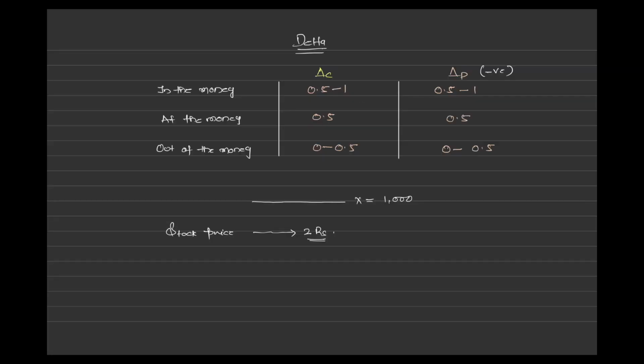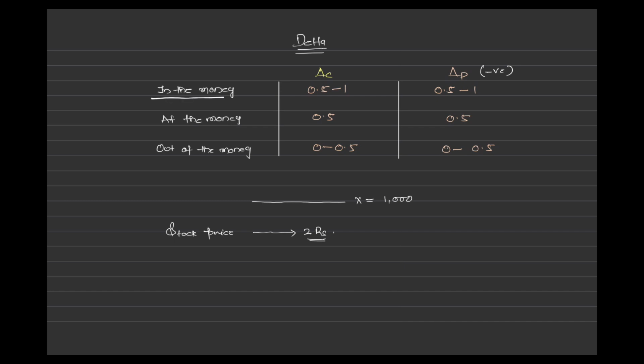Now let's talk about the range of delta of call and delta of put. We understood that the delta of call will vary between 0 to 1, and the modulus of delta of put varies between 0 to 1. However, if I respect the sign, then delta of put varies between minus 1 to 0. But how does this vary? Where is it 0, where is it 0.5, where is it 0.6, where is it 1?